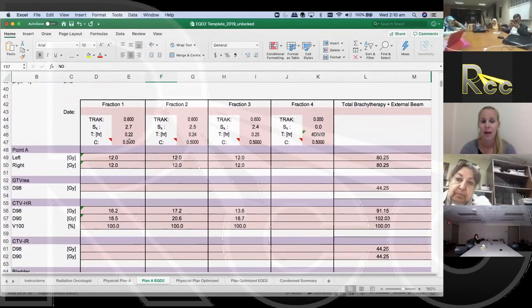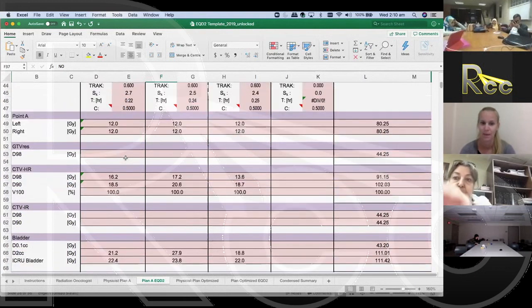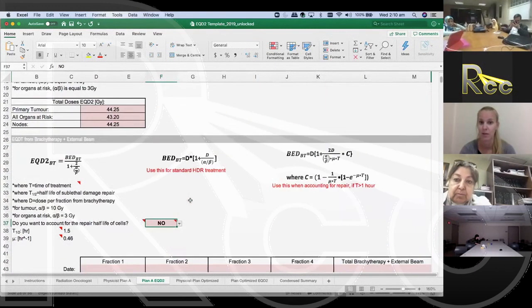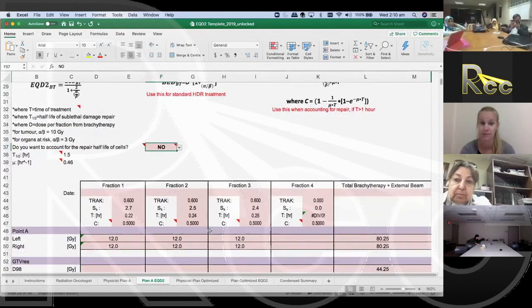So you'll see our EQD2 doses have automatically been calculated. So our 8 gray to our point A has now been converted to 12 gray EQD2. Okay. So all of those are automatically calculated in this spreadsheet using these equations.